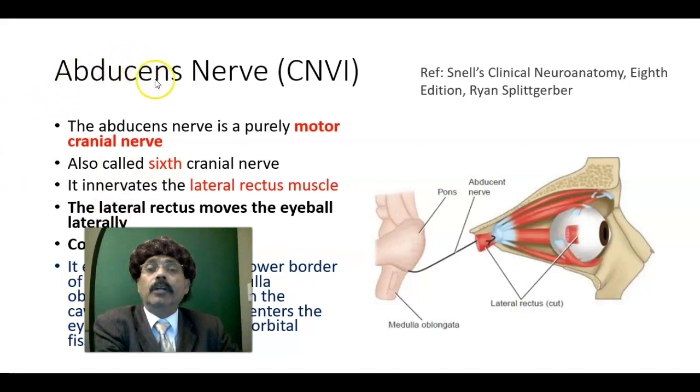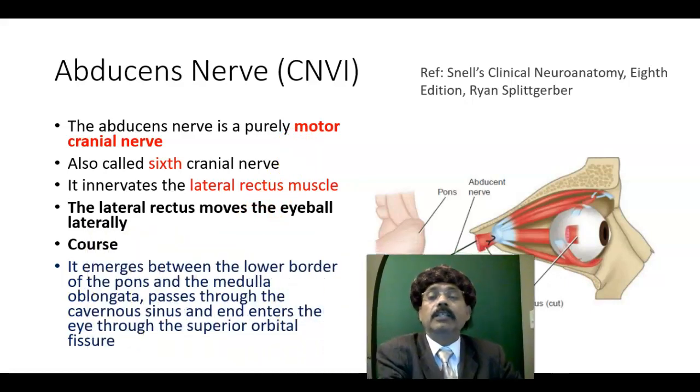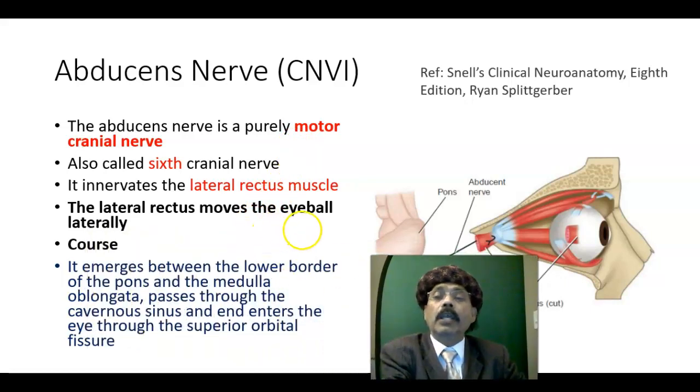Today I will discuss the abducens nerve. The abducens nerve, or cranial nerve number 6, is a purely motor cranial nerve. It innervates only one muscle, the lateral rectus muscle. And the lateral rectus muscle moves the eyeball laterally, so it abducts the eyeball.